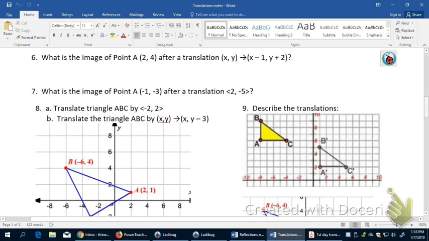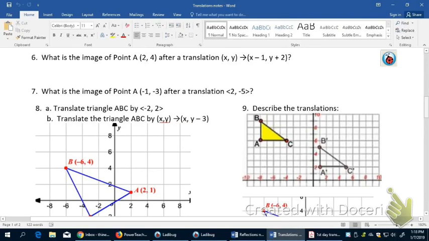6 says, what is the image of point A (2, 4) after a translation where (x, y) becomes (x minus 1, y plus 2)? Okay, so let's just talk about what x minus 1, y plus 2 means. What does that mean? The minus 1 part, what would that mean? Left 1. And then the plus 2 part would mean up 2. So it wants to take that point (2, 4), and then we want to move it left and then up.